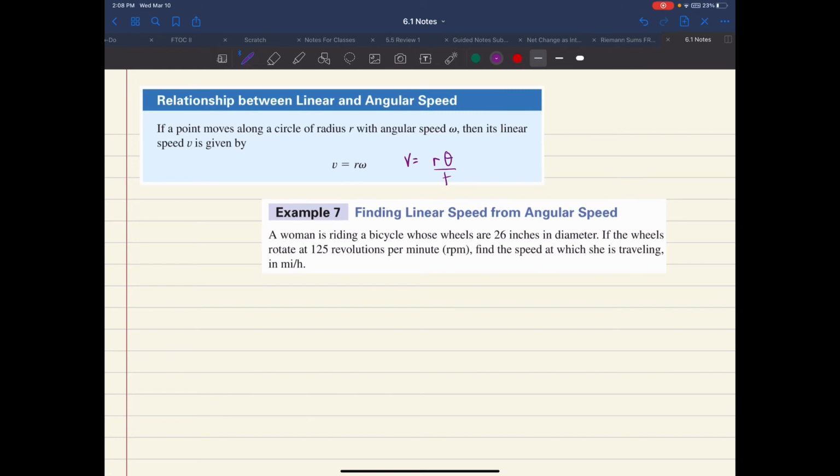So let's look here. A woman is riding a bicycle whose wheels are 26 inches in diameter. I'm going to stop there and just say, remember, we're using radius, so the r would be 13 if they're 26 in diameter. If the wheels rotate at 125 revolutions per minute, find the speed at which she is traveling in miles per hour. Just a hint, if you're doing any kind of motion problem and somebody's riding a bike and it's going 3,000 miles an hour at the end, just check your work because you're probably wrong, because most of these work out to be realistic.